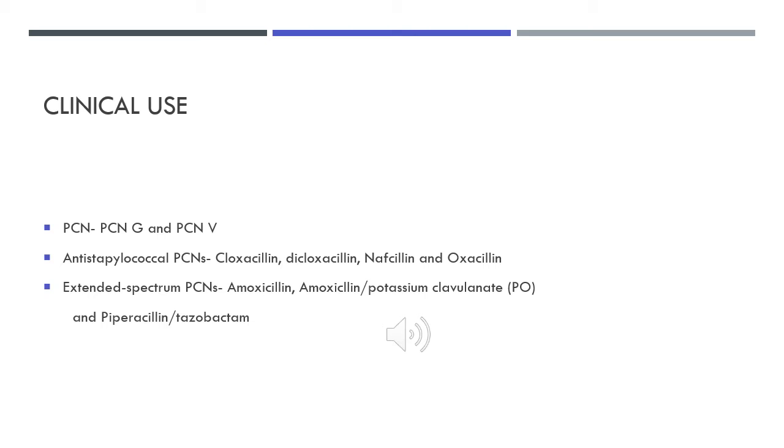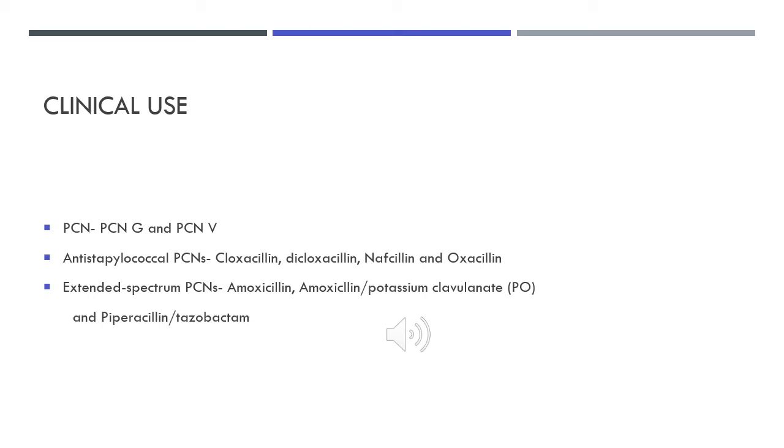The anti-staphylococcal penicillins, the cloxacillin, dicloxacillin, nafcillin, and oxacillin are the next group of medications we're talking about. Cloxacillin, dicloxacillin is your oral options there. Nafcillin, oxacillin are your IV options. And then we have the extended spectrum penicillins. That's the amoxicillin oral. Obviously, amoxicillin and clav, which is Augmentin, is oral. And then your Pip/Taz, which is Zosyn.